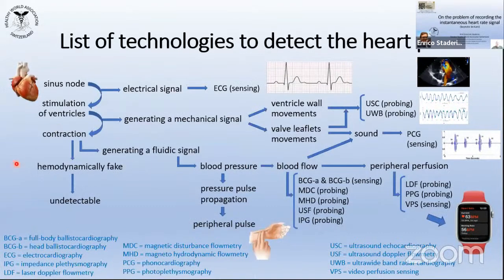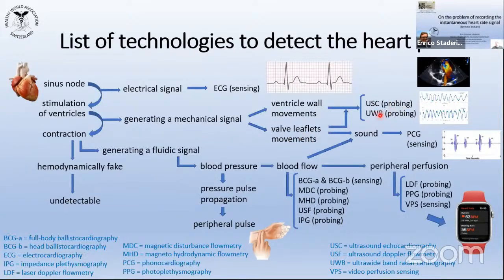Now, this slide I think is very nice. It's very important because I put here all the possible detection technologies for detecting the heart pulse. There is the heart sinus node producing the heart electrical signal. The stimulation goes to the ventricles. The ventricles will contract, and a fluidic signal will be generated in the vascular bed, or maybe the contraction will be fake hemodynamically, and so will be undetectable at this time. The electrical signal will be detected with the ECG, and we will have an ECG tracing. The contraction of ventricles will generate a mechanical signal. We will have the movement of the wall of the ventricles, or the movement of the leaflets of the valves.